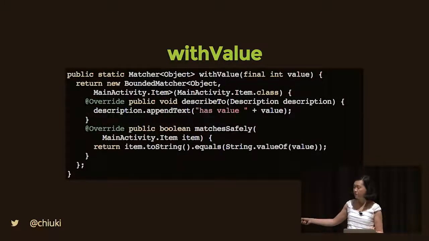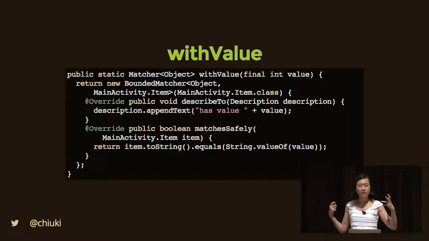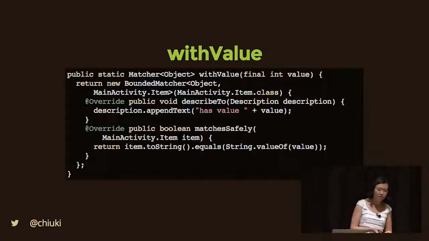Our best friend BoundedMatcher here again. This time, instead of binding it to a toolbar, we're binding it to an item. So I pass in the value 27 that I'm looking for, and then it matches safely. I'm going to see that it matches the item. So that's what Espresso goes through. It looks for an item and says, hey, are you 27? Are you 27? And if it's not, it just keeps scrolling and keeps looking.